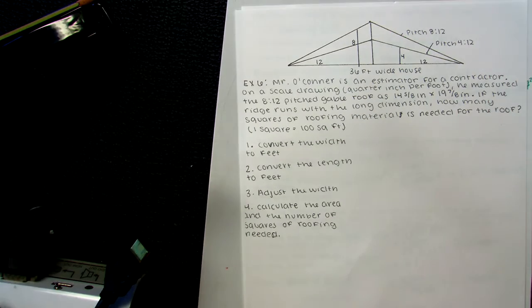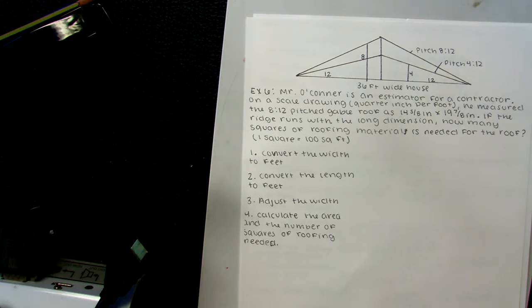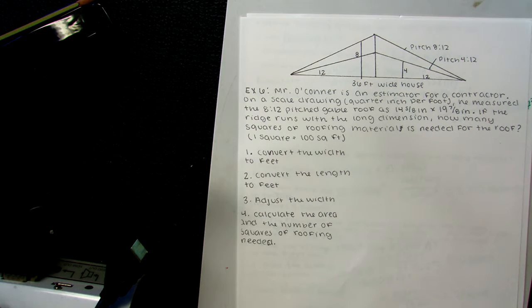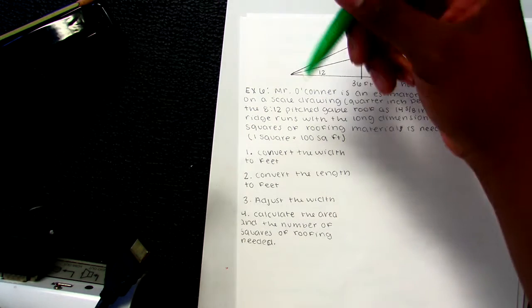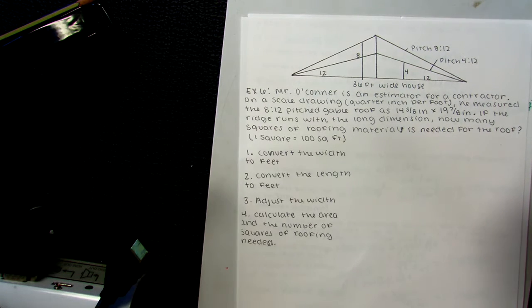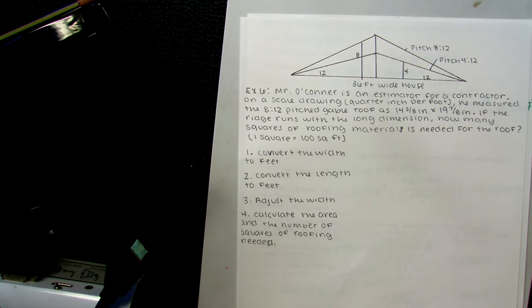In example 6, Mr. O'Connor is an estimator for a contractor. On a scale drawing, 1/4 inch per foot, he measured the 8 by 12 pitched gable roof as 14 and 5/8 inches times 19 and 7/8 inches. If the ridge runs with the long dimension, how many squares of roofing material are needed for the roof? 1 square equals 100 square feet.